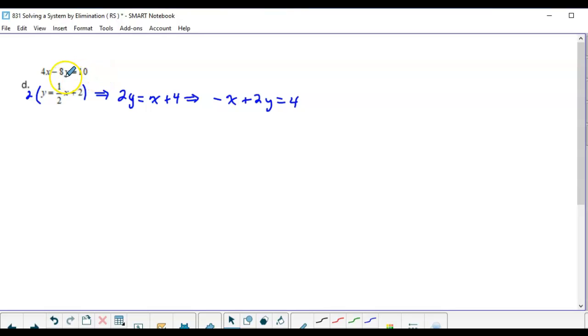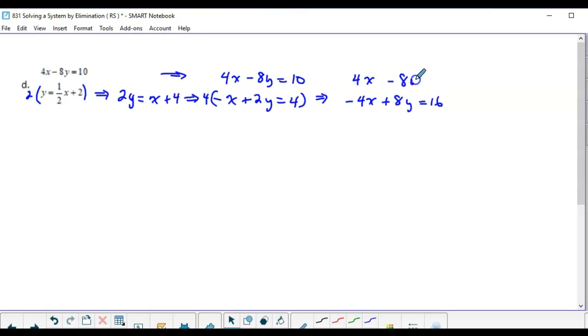I'll write this just above it. Okay, so they're all lined up, but unfortunately not the same coefficients. So now, if I multiply this by 4, negative 4x plus 8y equals 16. This, copy it out. I could have divided everything by 2 here and then multiplied by 2, but then that's another step.